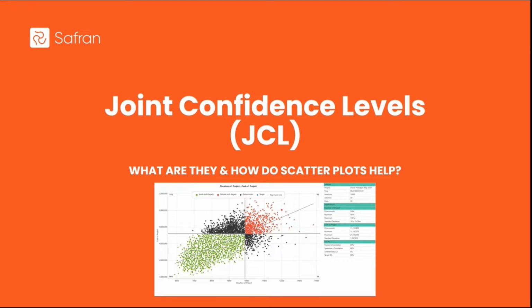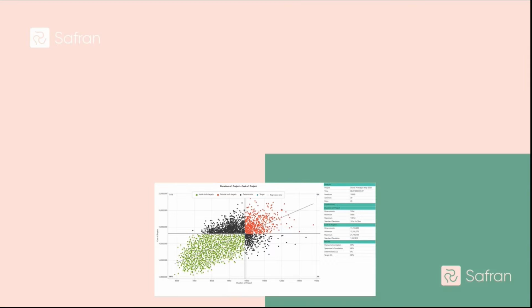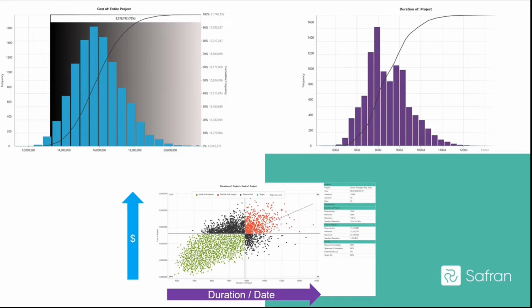Joint confidence levels. What are they and how do scatterplots help? A scatterplot can show two uncertain variables, such as cost and time, on two axes and reveal how the simulated project outcomes compare in a single diagram.